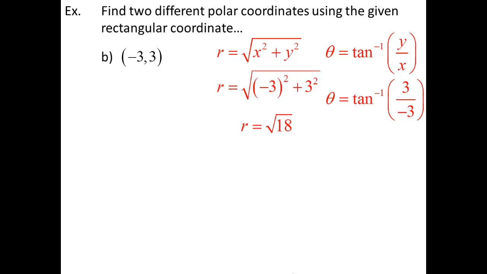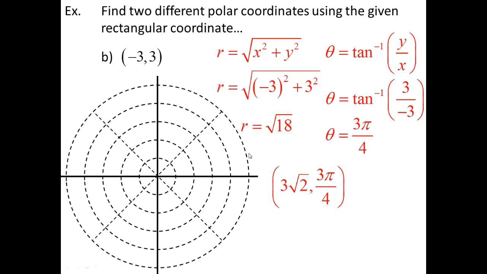When is tangent equal to negative 1? Well, it's equal to negative 1 at negative pi over 4. We are in the second quadrant, so I want the pi over 4 in the second quadrant, which is going to be 3 pi over 4. So I've got my answer of 3 root 2, 3 pi over 4, but I need a second answer.